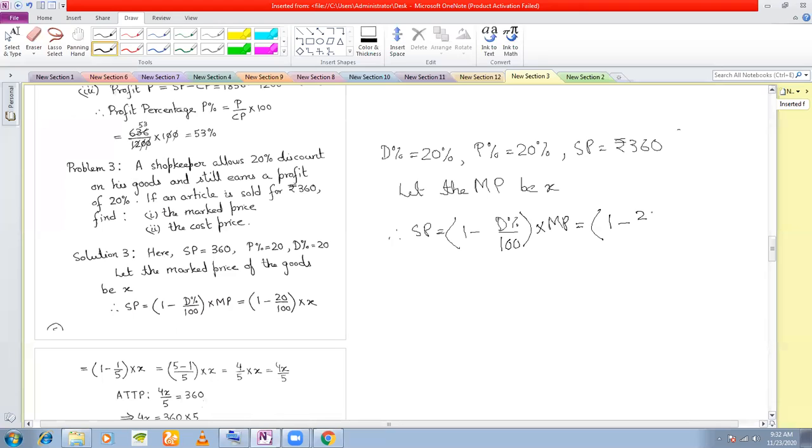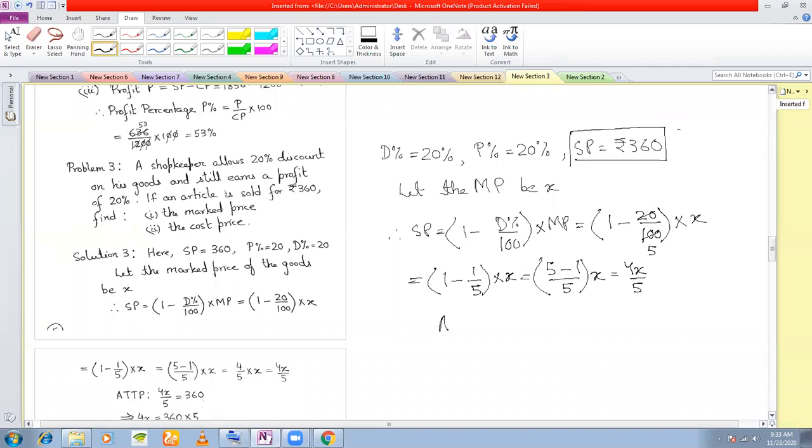1 minus discount percentage, which is 20, and mark price we are going to take as X. So you can cancel this with 5. So you get 1 minus 1 by 5 into X. So you now take the LCM, 5 minus 1 by 5 times X. So you get this as 4X by 5. So you're getting your selling price as 4X by 5. And what is the selling price given here? Selling price is given to be 360. So therefore, according to the problem, 4X by 5 must be equal to 360.